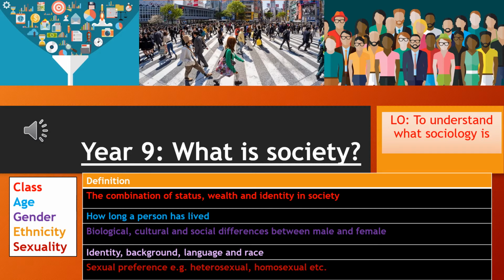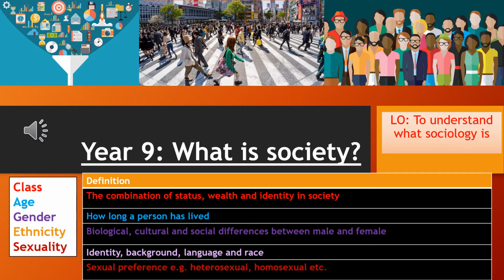So we're starting in year 9 with what is society, and the first thing that we need to look at is cages. So these 5 terms: class, age, gender, ethnicity and sexuality. You've got your definitions on the screen here, and you can see these are different ways of describing people, putting people into groups and thinking about what that means.